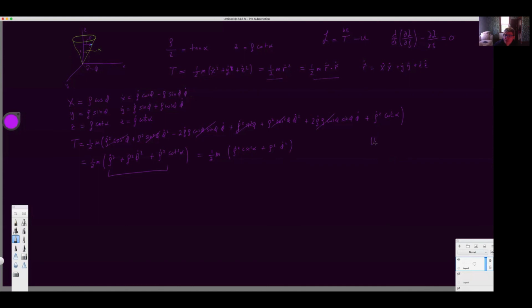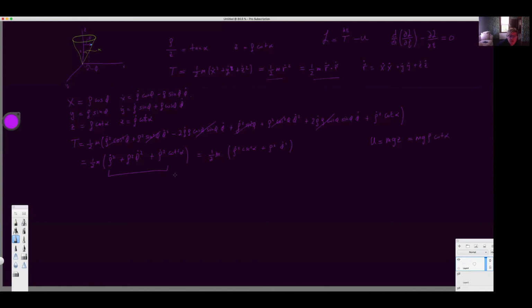So what is U? Well, of course, it's mgz, right? It's how far above the plane you are, because that's gravity. So it's the gravitational potential energy. We don't have any other potential energies, no springs or anything. And z, of course, is rho cotangent alpha, and we're good to go.